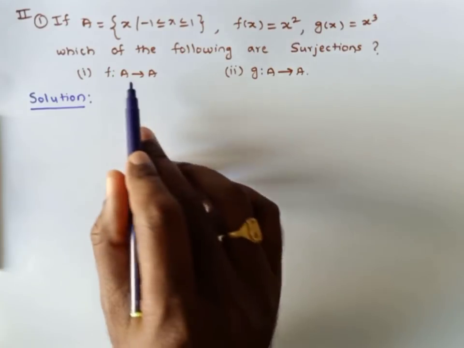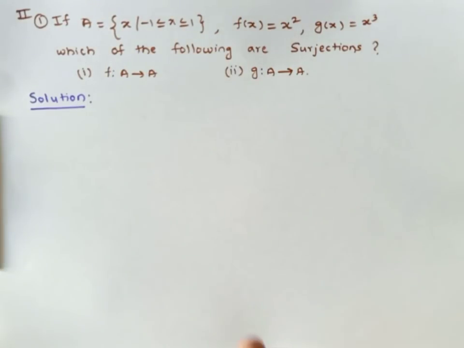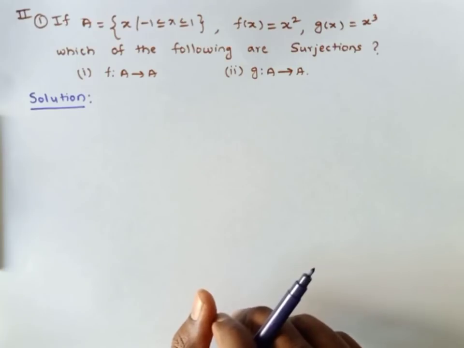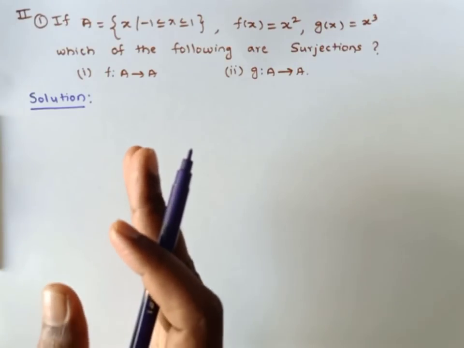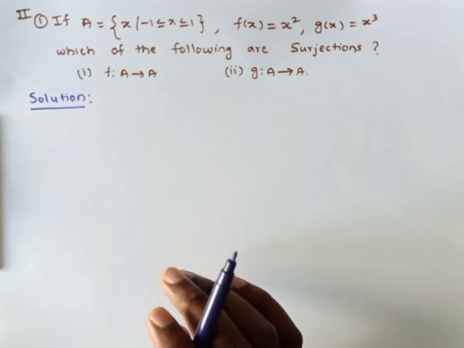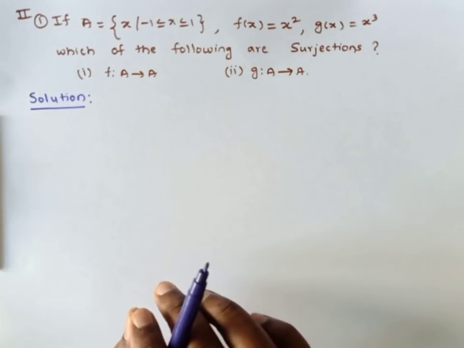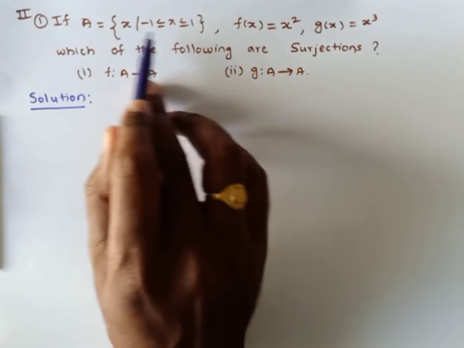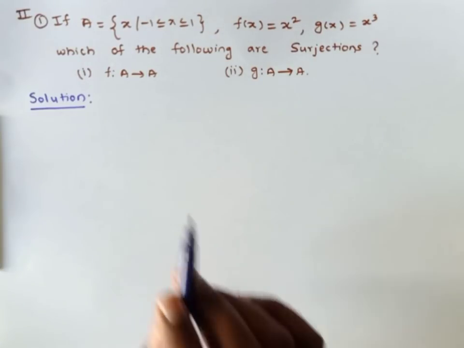So here what is given? A is given, that is minus 1 to plus 1 only. So it is restricted only. So here A contains the values from minus 1 to plus 1. In between minus 1 and plus 1 there are an infinite number of values also, like it is in interval form, right?